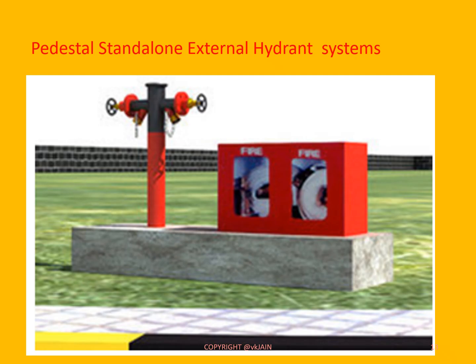Friends, this particular diagram shows a pedestal type standalone external hydrant system, which is provided with two hose reels, canvas type, each of 15 meters, so that you can take up to 30 meters away from the hydrant system.